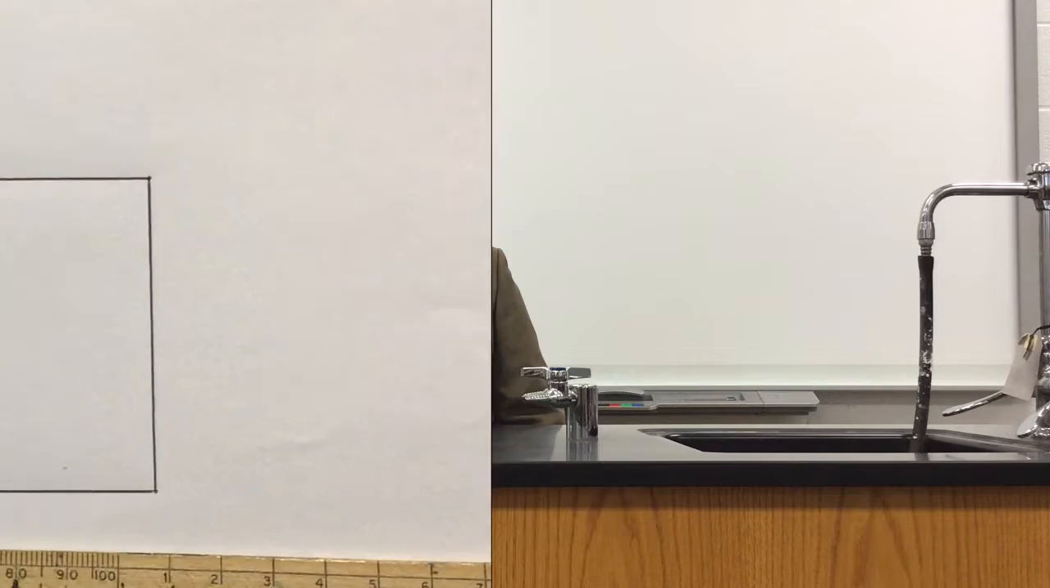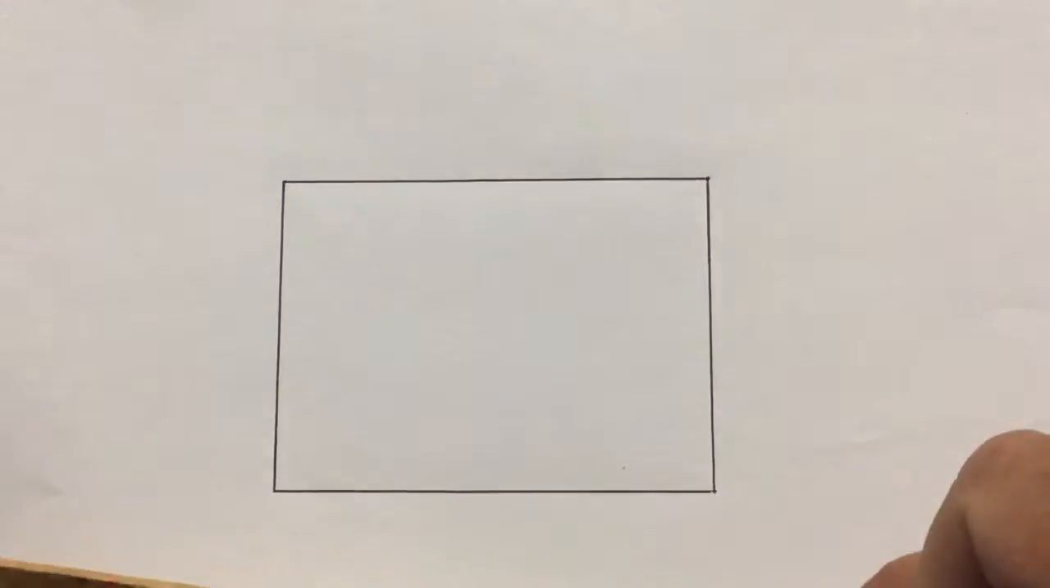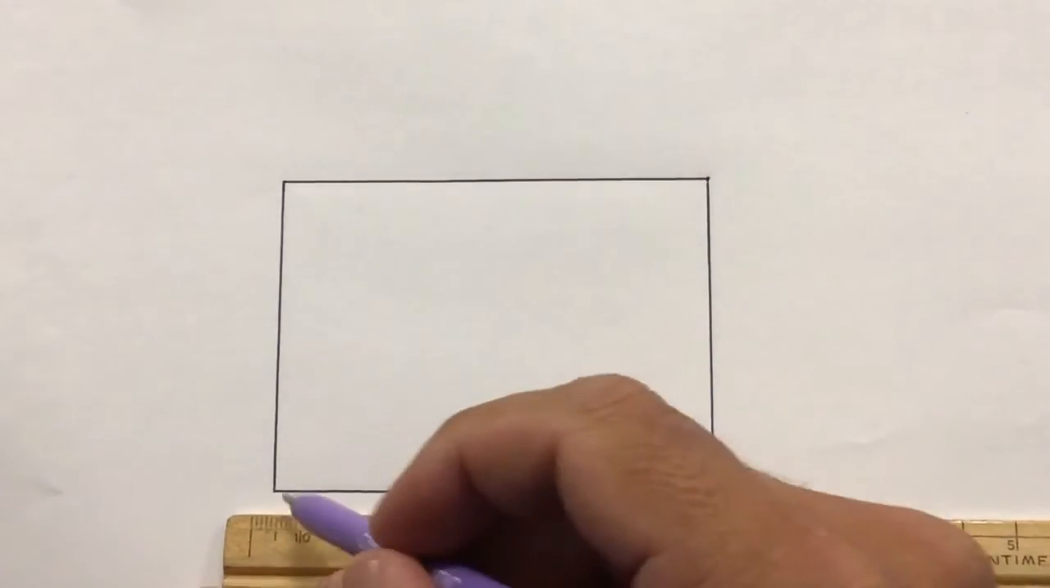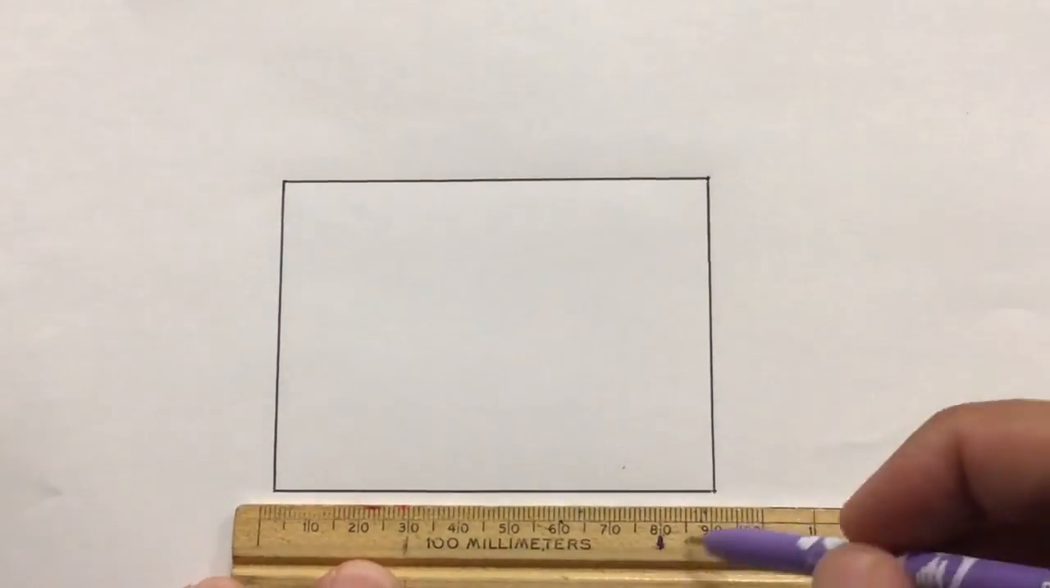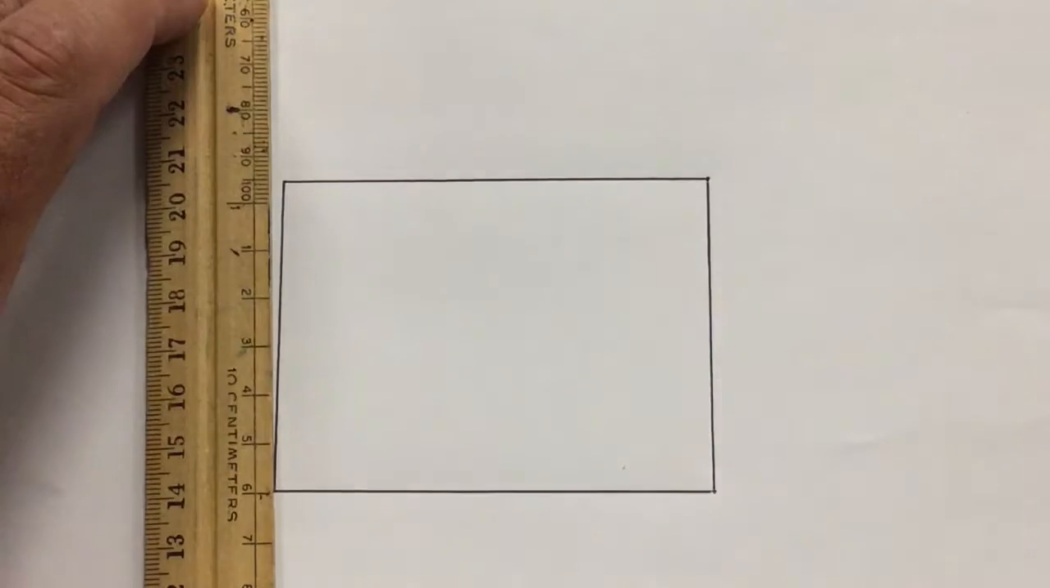Hello. Today we will be working on an introduction to significant digits. I am going to calculate the area of this rectangle by measuring the length and the width, but I'm going to measure them with two different instruments. I am going to measure the length using a millimeter scale and the width using a centimeter scale.